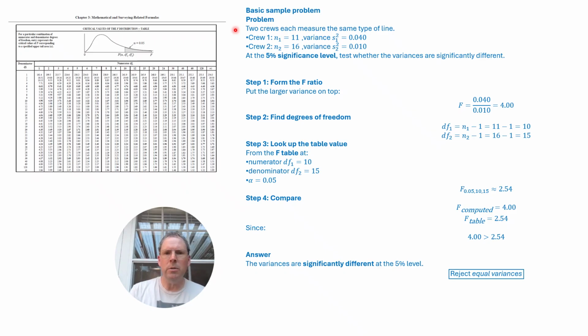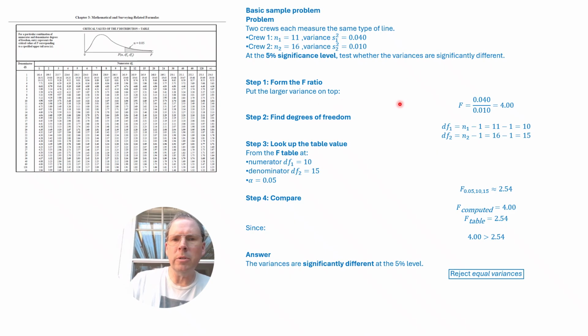Two crews measure the same type of line. Crew 1 has 11 measurements, variance squared of 0.04. Crew 2 has N2 of 16, variance squared of 0.01. At the 5% level, test whether the variances are significantly different.